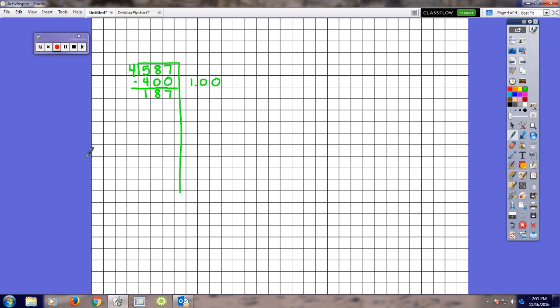So can I go 20, 40, 60? So if I did 4 times 60, let's see if I put a 60 here. Oh, that's too high. So I'm going to have to change that because I didn't mean 60. I meant 40. So 4 times 4 is 16 plus my 0. I have 160. So when I subtract, I have 27.